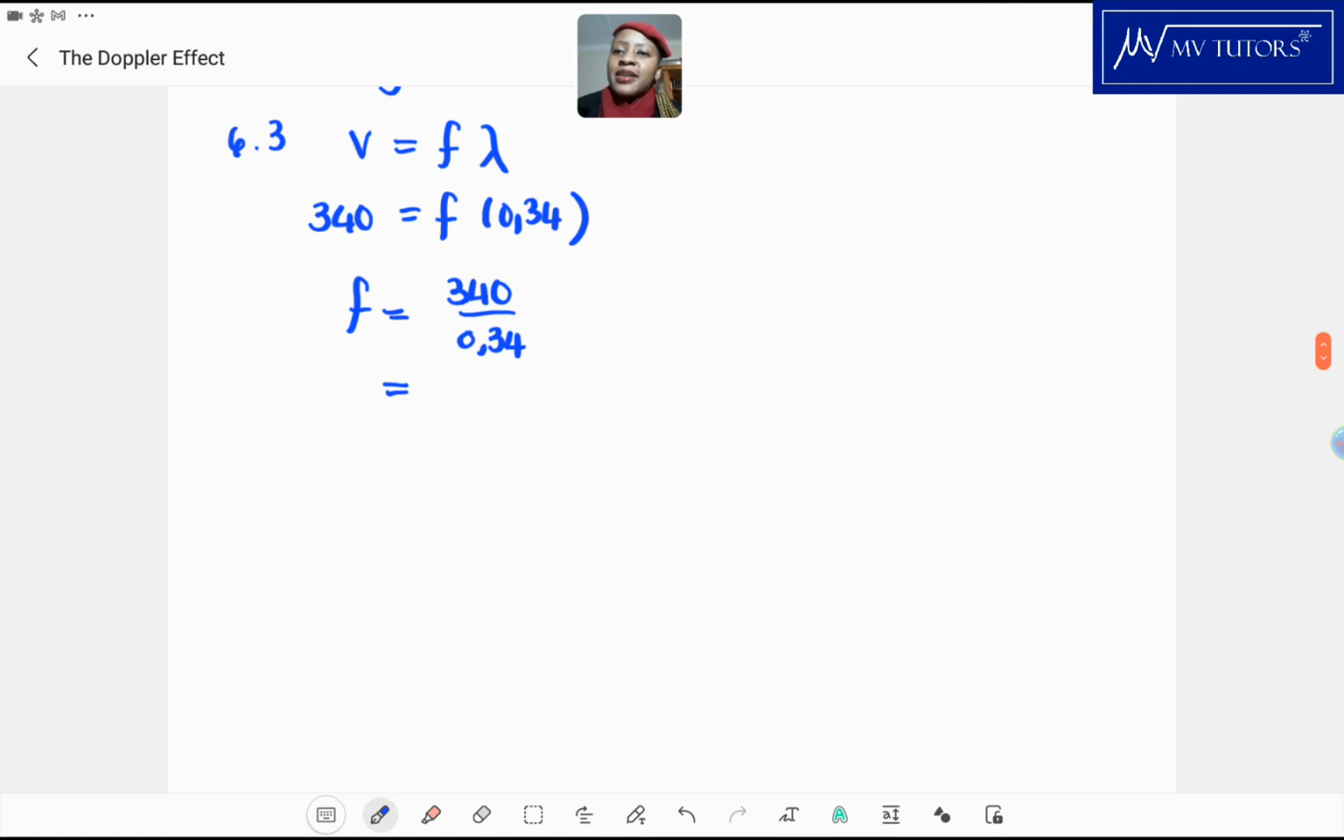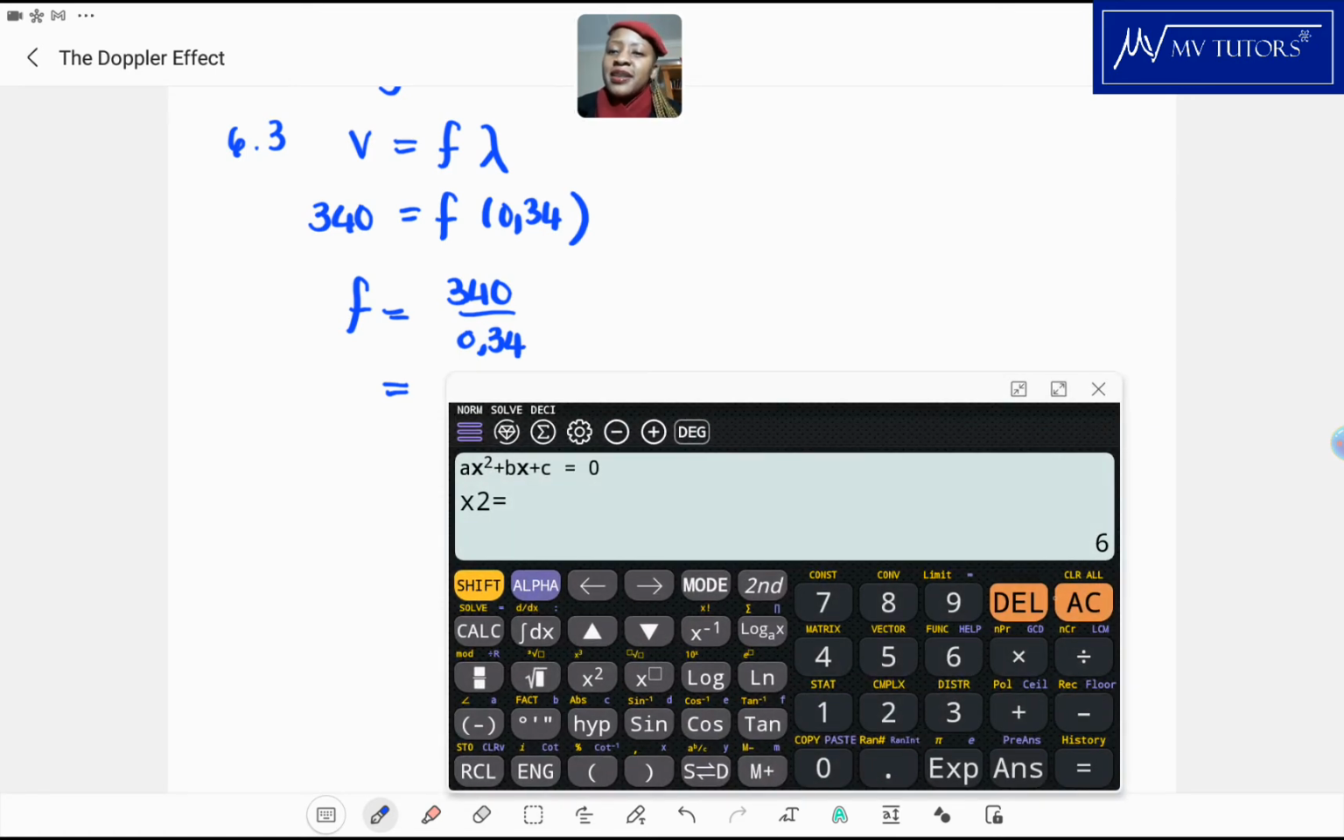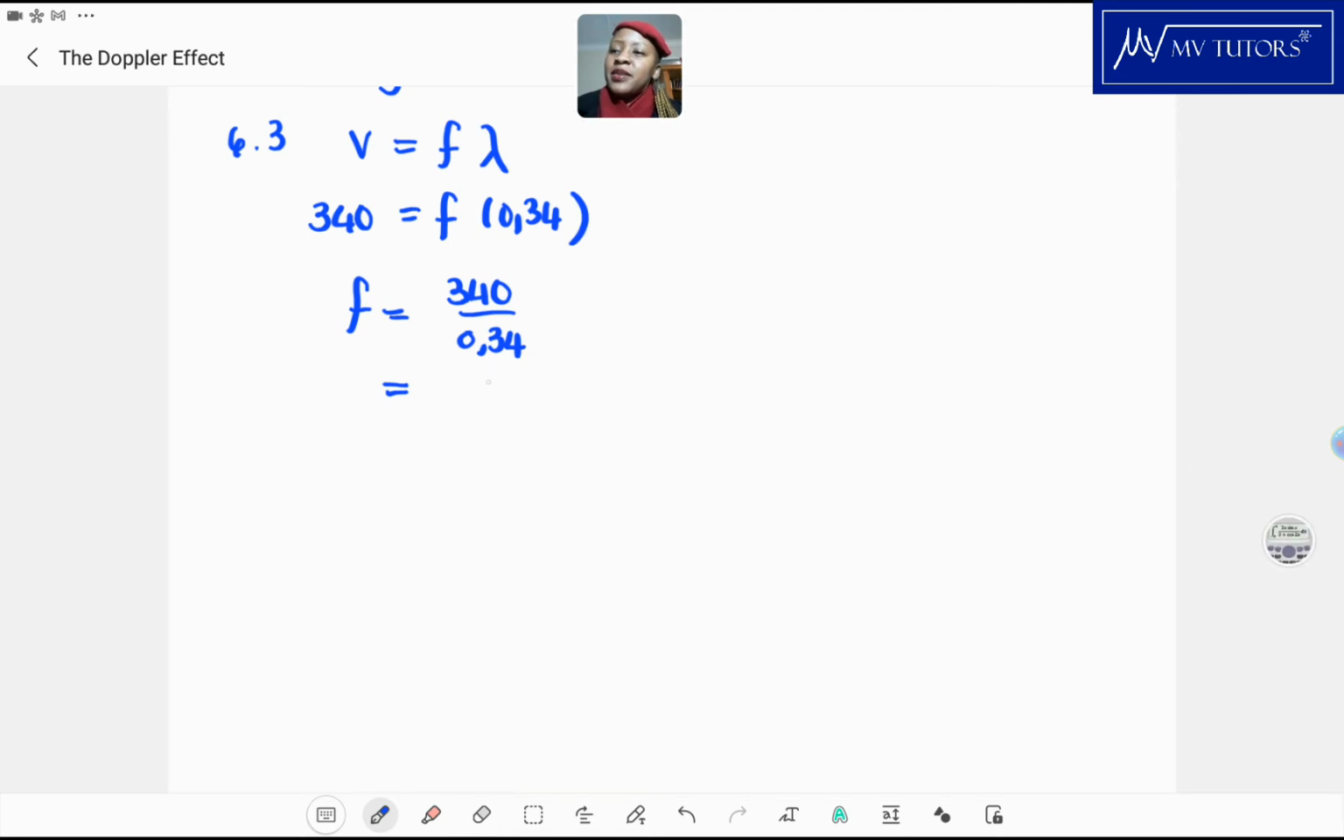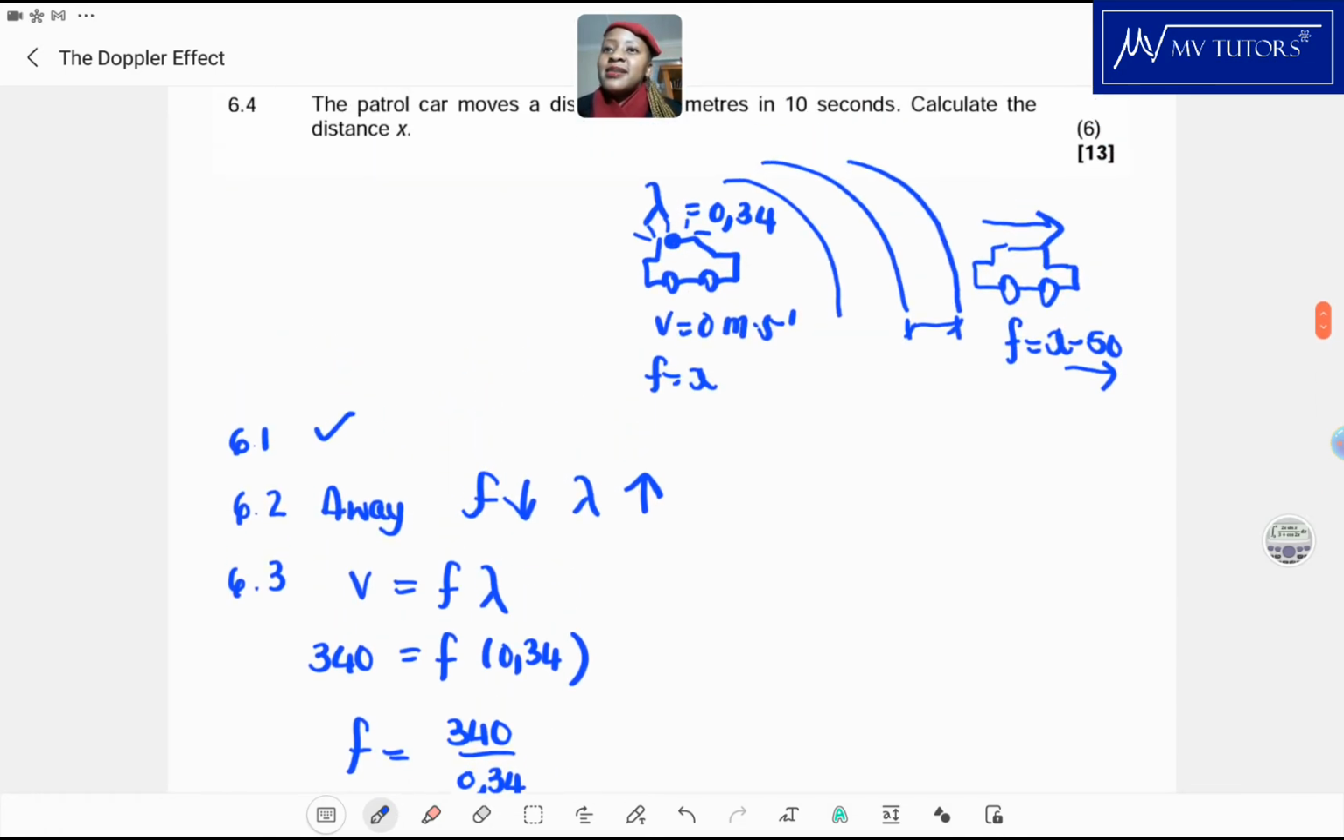We can use our calculator. If you can already see it, then you can go ahead and just write it. It's about 1,000, right? So 340 divided by 0.34, that'll be 1,000 hertz. Okay, so 1,000 hertz.